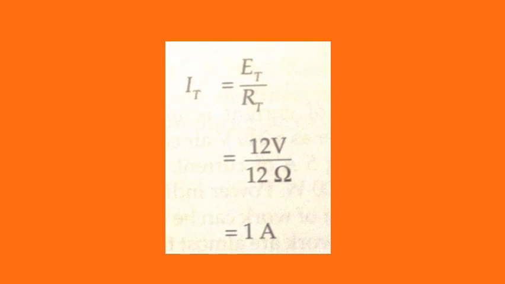Having found the total resistance and given the total voltage, we can find the total current through the circuit using Ohm's law. IT equals ET divided by RT, which in this case gives us 1 amp. Next, find the voltages across each of the resistors. Since resistor 1, resistor 2, and the equivalent resistor are in series, the current at each resistor is the same as the total current, 1 amp.